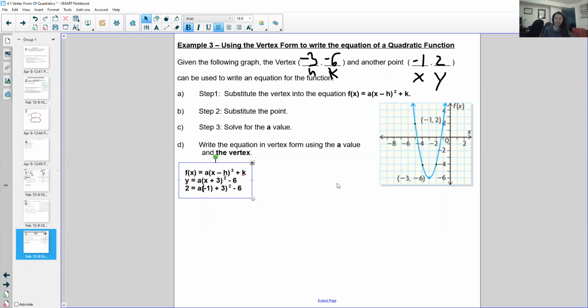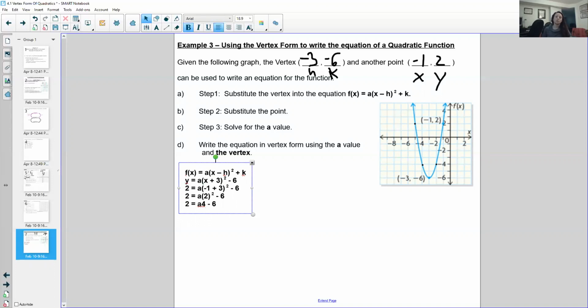Ideally, I would like you to put it into brackets, just so you don't get confused. It really won't make too much of a difference at this first step. Now we're just going to isolate for a. So let's do some algebra. -1 plus 3 is 2. Positive 2 squared is 4. Maybe I'll do it in 2 steps. -1 plus 3 is 2, and then 2 squared is 4.